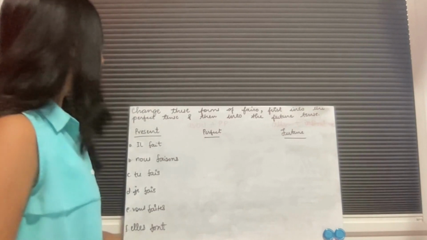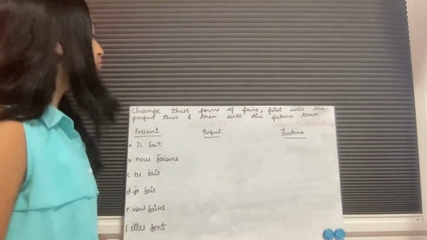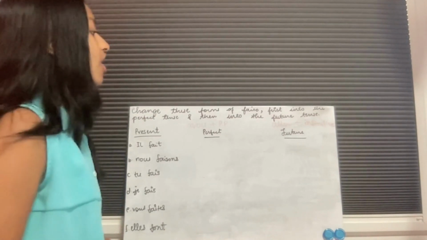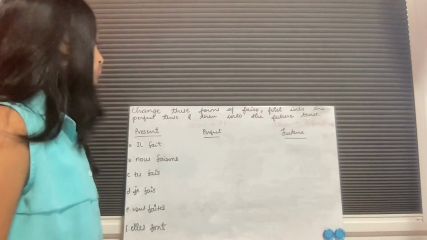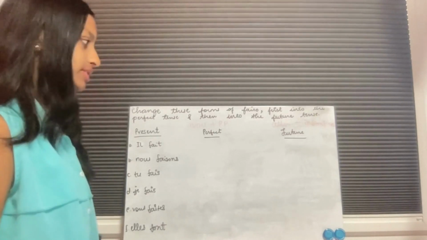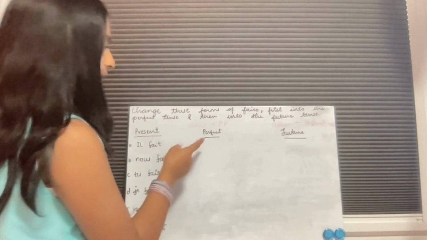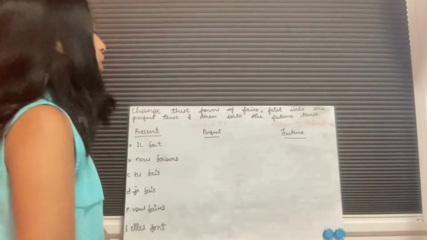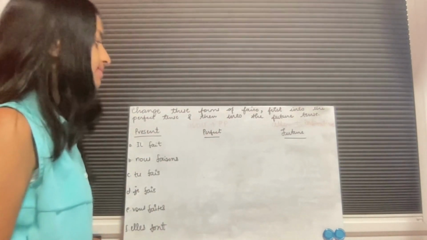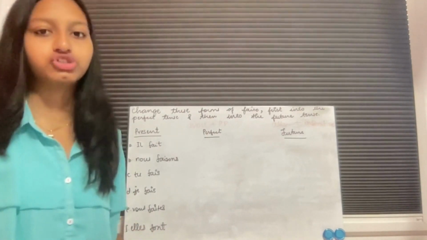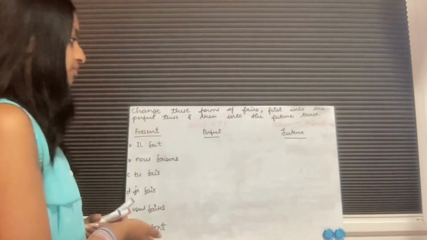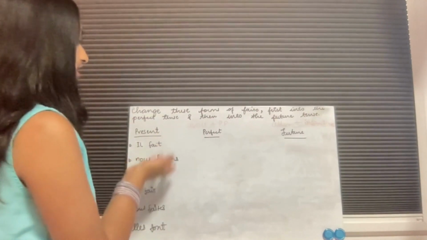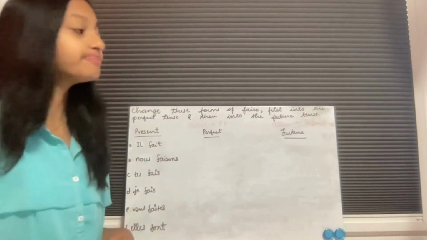All right, so the exercise is change these forms of faire. Faire is a verb which means to do in French. So you have to change faire first into the perfect tense and then into the future tense. Over here in red, I have written the formats of it. I'm not sure if it's clearly visible, but then I'll read out to you. For perfect tense, the format is avoir conjugation according to whatever pronoun is used over here, plus the past participle of the verb. So over here we have faire, so the past participle of that.